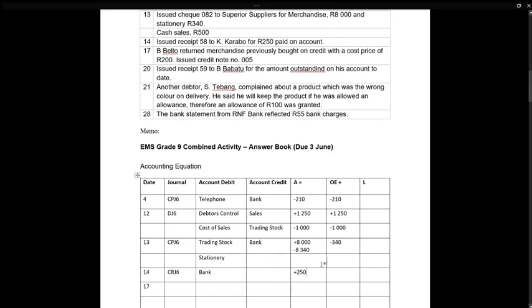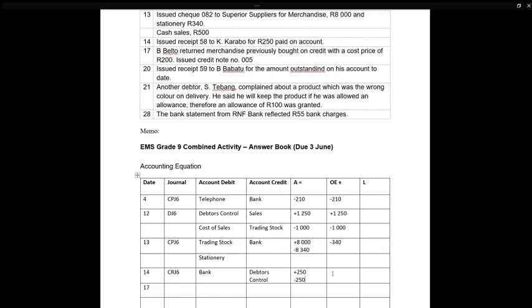Okay, so why did I receive this money? Because of debtors control. Remember, debtors control, I'm receiving this from a person who owed me money, therefore this person will owe me less money. Debtors control is classified as an asset account, and assets will decrease in the credit side. Okay, so therefore my assets will also decrease. Plus 250 Rand minus 250 Rand will equal 0 plus 0. We've done this correctly.